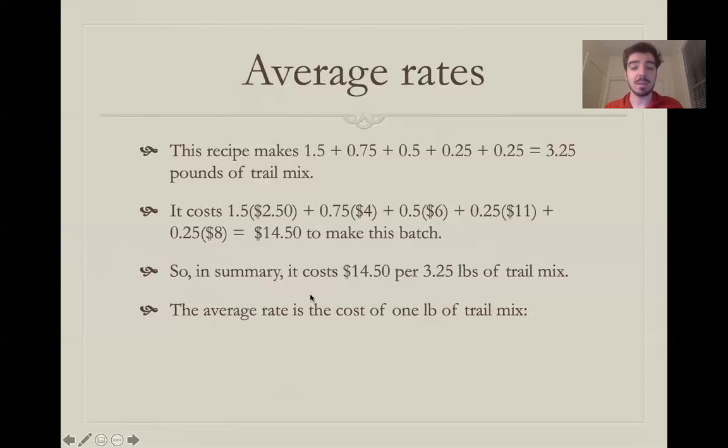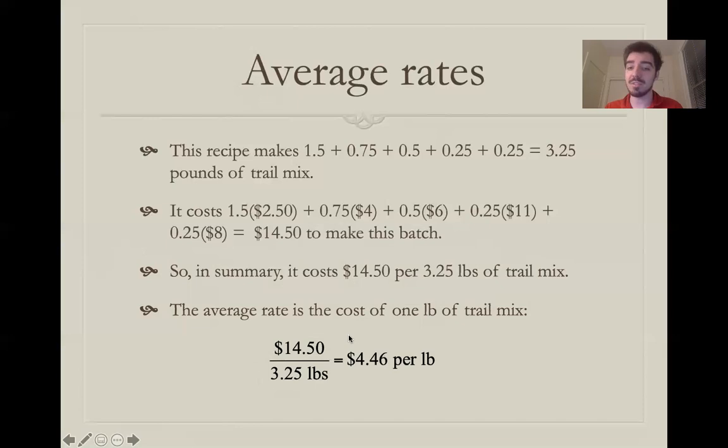Well, if I want to find that out, I really just have to take, 3.25 pounds costs $14.50, right? If I want to figure out what 1 pound costs, I really just have to divide. Divide that 14.50 total by the 3.25 pounds, and that is going to give me the price per pound.